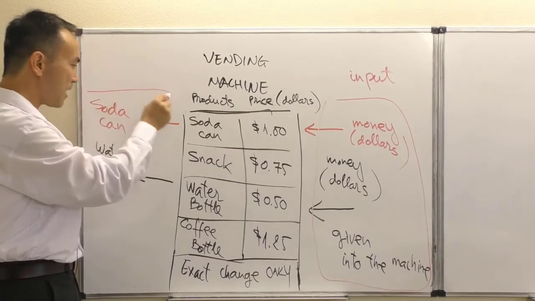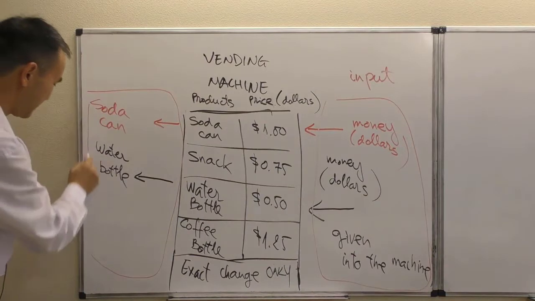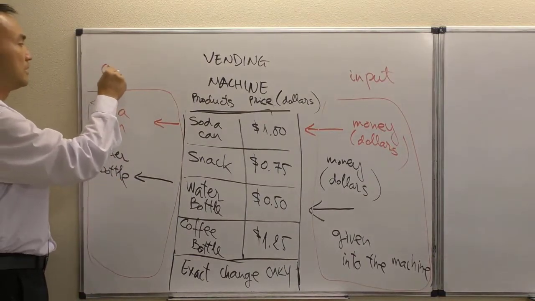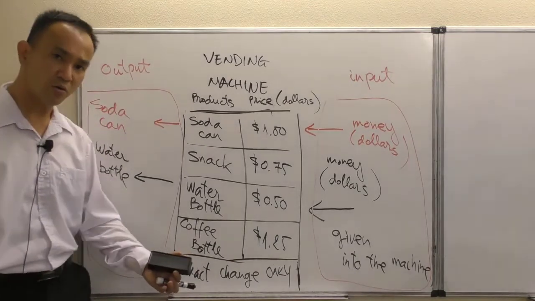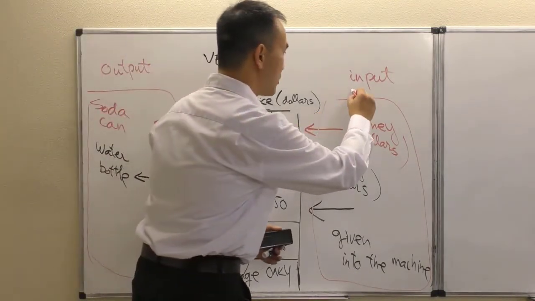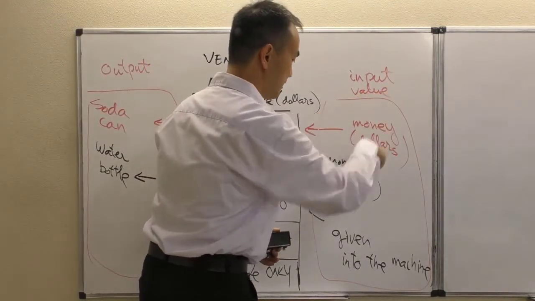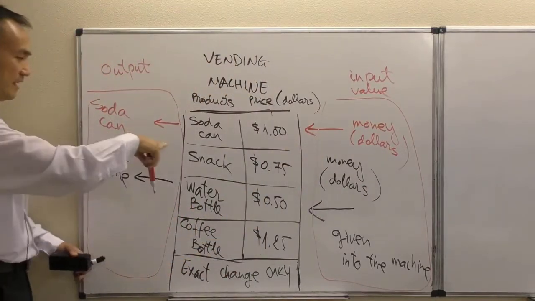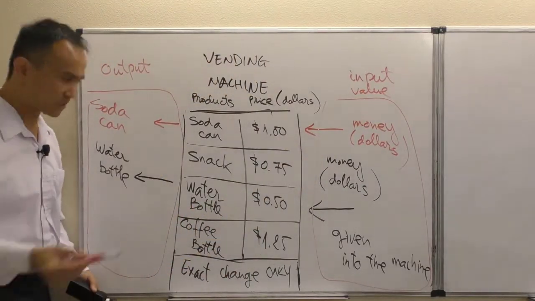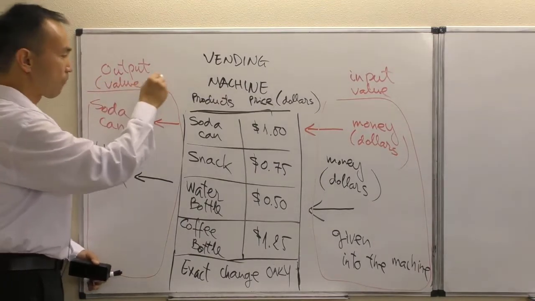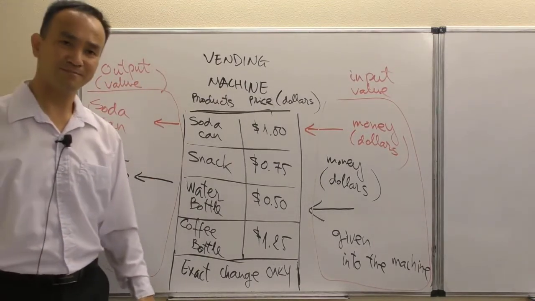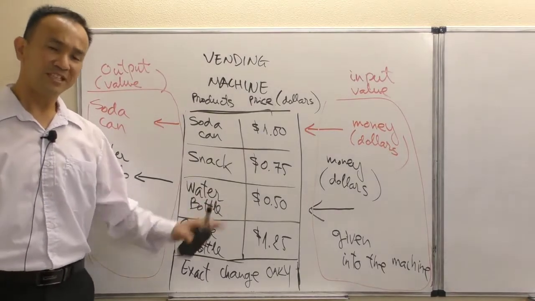The part that pops out right here is called the output. The output is a value as well. So we're inputting a value. Any of these is an input value, and any of these that comes out is a product, but you can also regard that as an output value. Okay, so let's keep it that way.